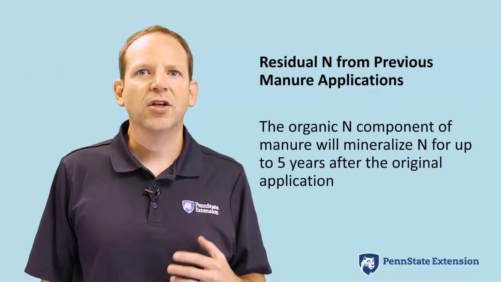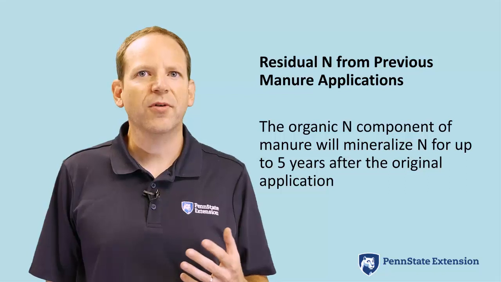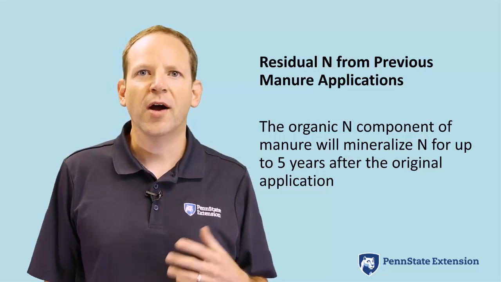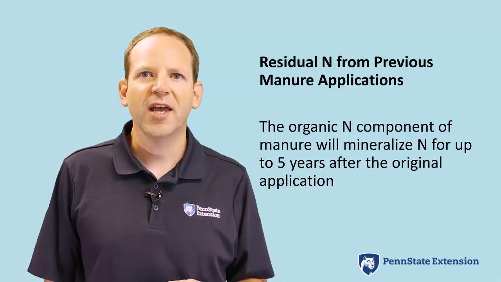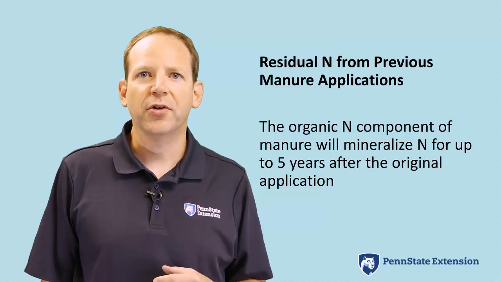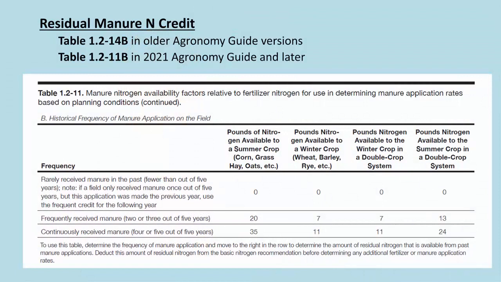The next source of available nutrients to consider is the residual manure history. The organic N component of manure will continue to mineralize and supply nitrogen to crops for up to 5 years after the original application, and this residual N availability needs to be accounted for. There are two ways that can be used to calculate the residual manure N credit. The easiest way is to use Table 1.2-14b in previous versions of the agronomy guide, or Table 1.2-11 in the 2021 version and beyond.